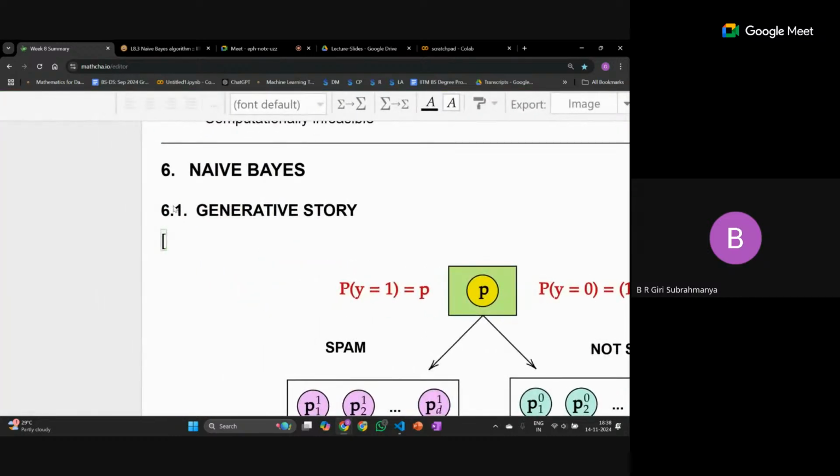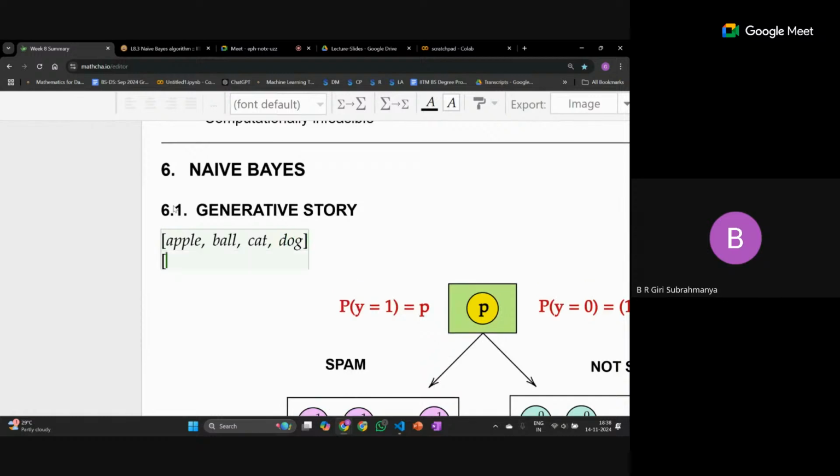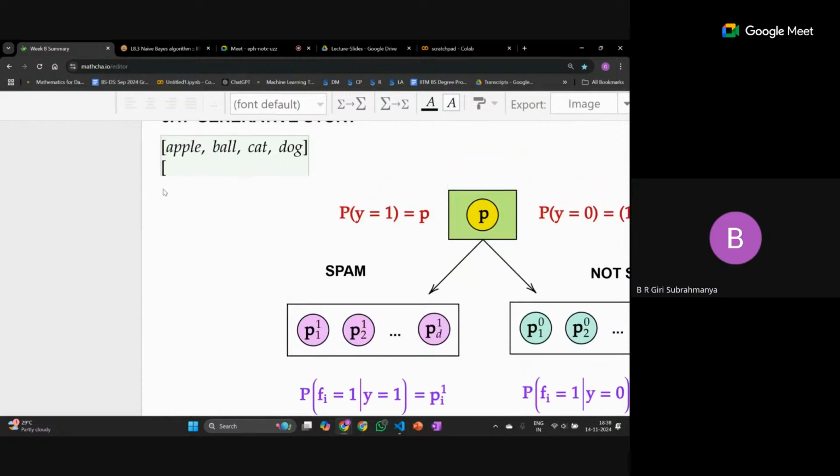So let's say, again, apple, ball, cat, dog. Let's say these are the 4 features. Now how you will generate is, you will flip the first coin. If you get head, then you will have apple in the email. Now you will again flip the second coin. If you get again 1, you will have ball in your email. And you will flip the next coin, and if you get 0, you won't have cat. If you flip the next coin and again you get 1, the coin turns out to be head, you'll have dog in your mail.